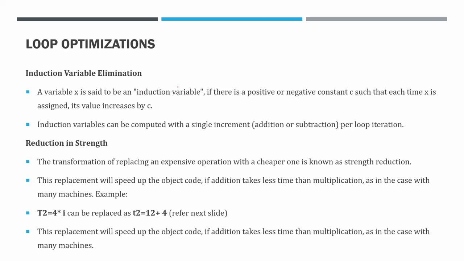Next is induction variable elimination. A variable x is said to be an induction variable if there is a positive or negative constant c such that each time x is assigned, its value increases by c. An induction variable can be computed with a single increment, an addition or subtraction per loop iteration. So there is a positive or negative constant by which it increases or decreases each time. We'll see one example, but before that we'll see reduction in strength.